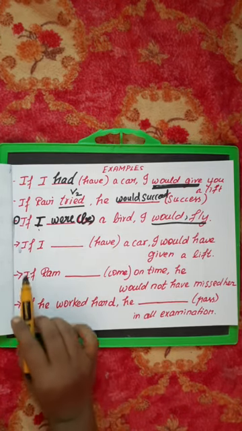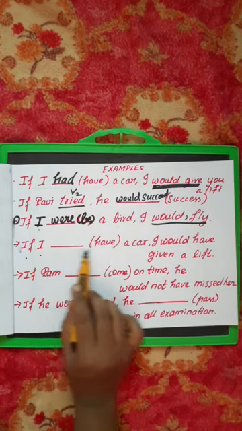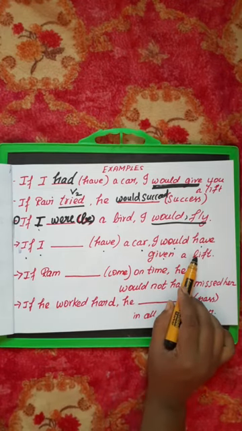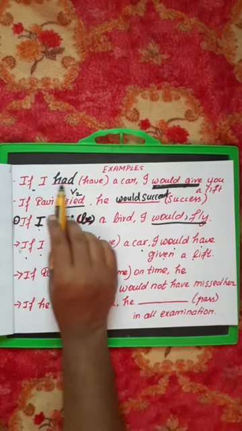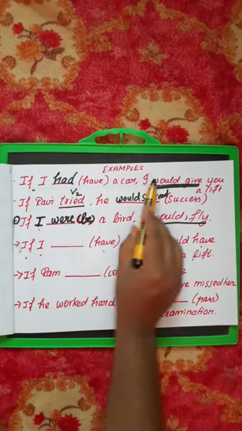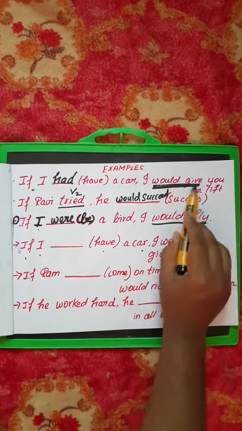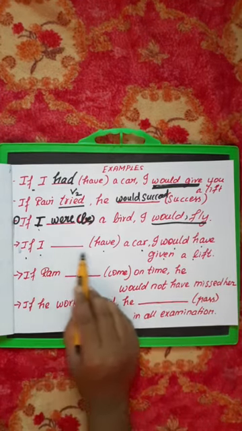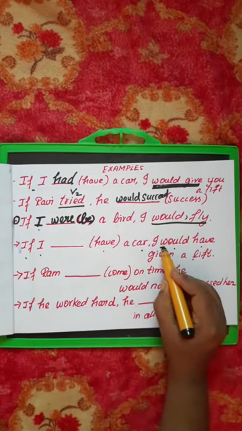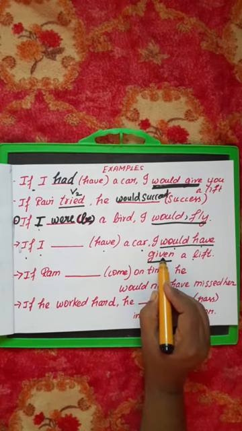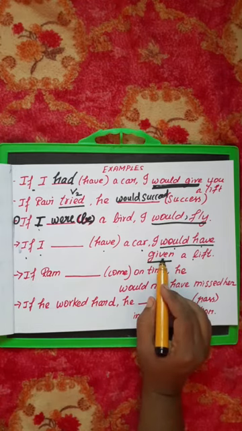Okay. Next example. If I dash have a car, I would have given a lift. You see, here also I have used the same example. In type 2, if I had a car, I would give, because we saw would give, so we used past tense. The same example here: see the verb, would have plus V3, give, gave, given, V3.